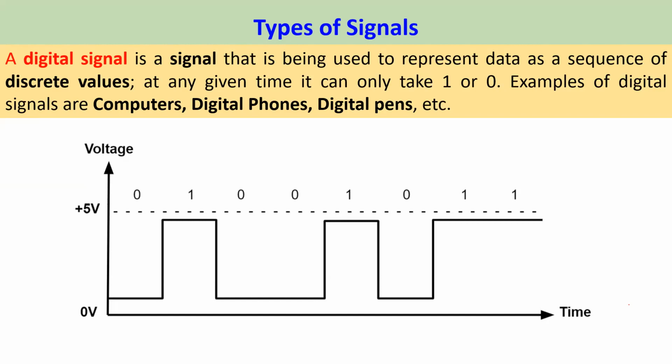Now write down, no need to write down again, types of signal. That's the subtopic. Earlier we wrote that. Now write down digital signal. Under that, write down the statement given here and draw the diagram also.